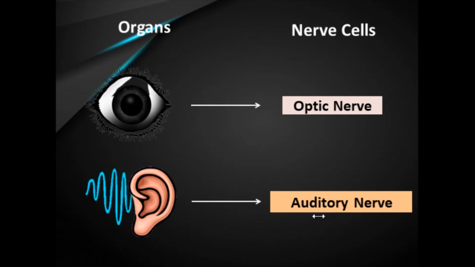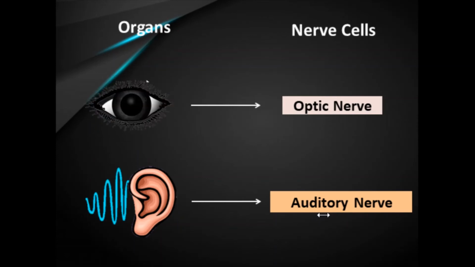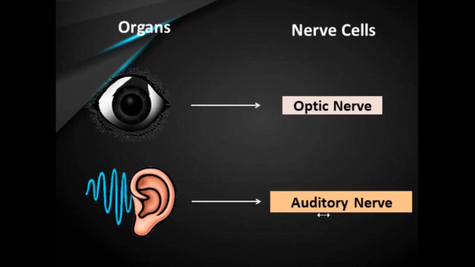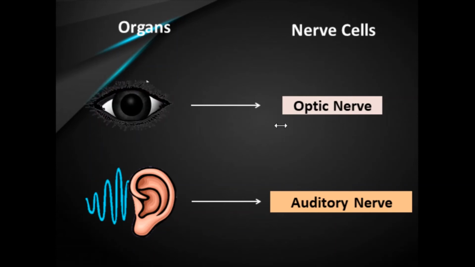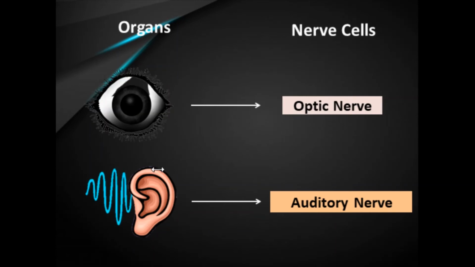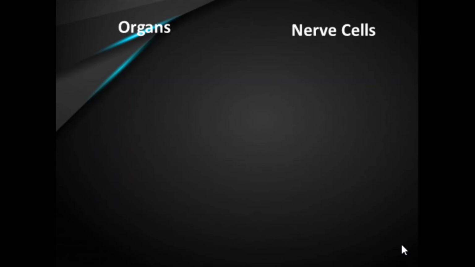Okay, the auditory nerve is the one that sends the message to the brain so that you will know what you heard or what you will hear. Okay, again, eyes, you have the optic nerve. Ears, you have the auditory nerve. Okay, next, let's go to the third organ.